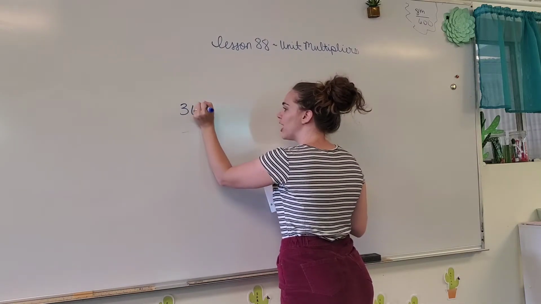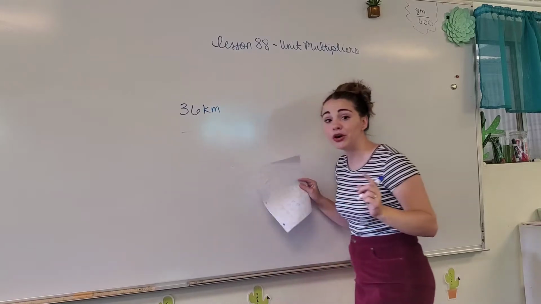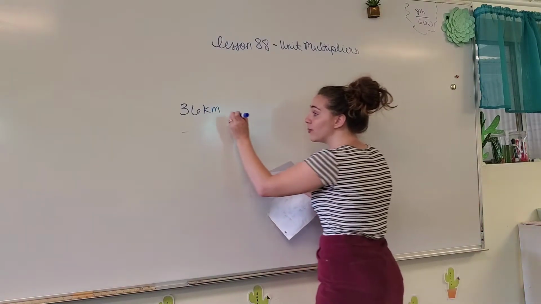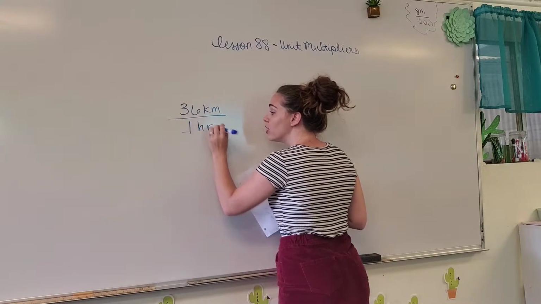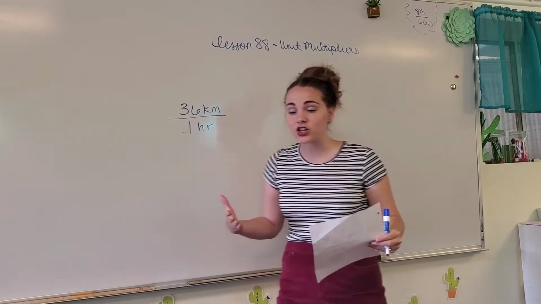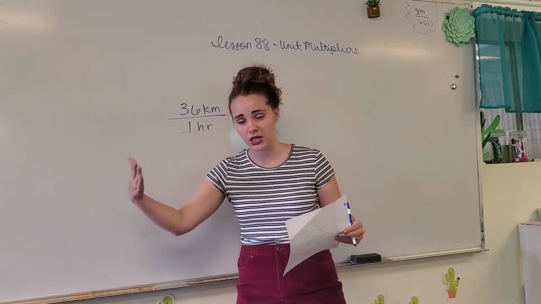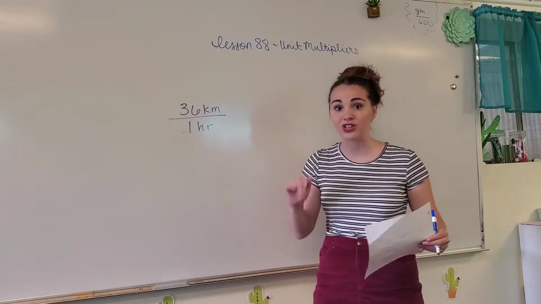36 kilometers per hour. Now, per hour means 1 hour, right? So I'm going to write 1 hour. We put hour on bottom because they actually gave us something that's 36 kilometers per 1 hour. This is like a ratio. It's a rate.